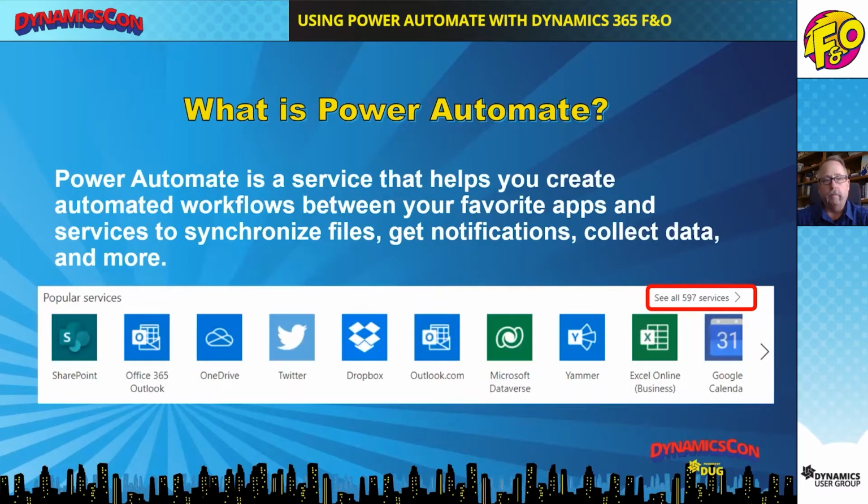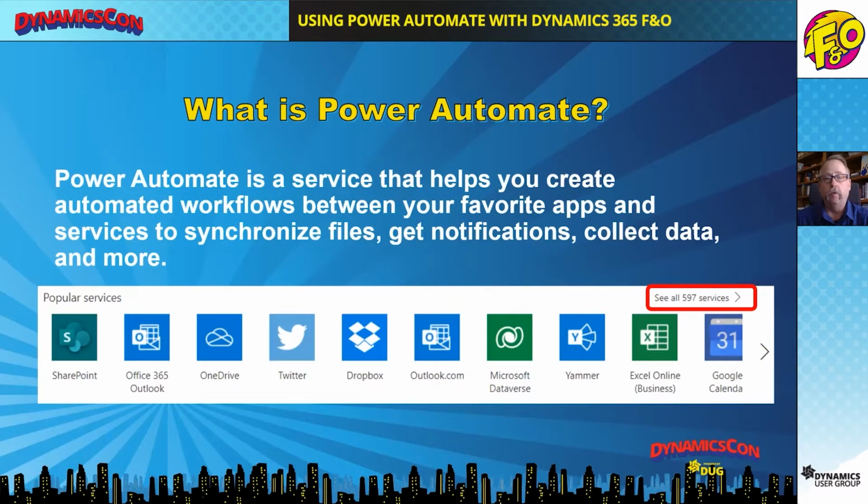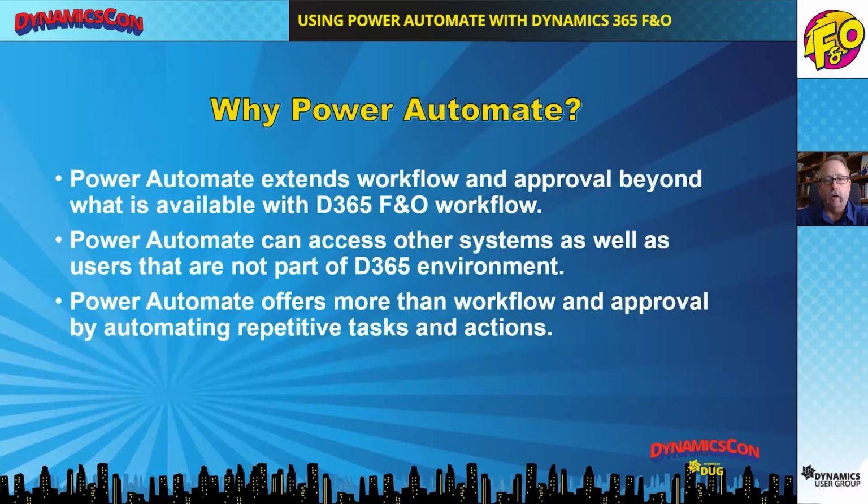So let me jump into, what is Power Automate? So Power Automate is part of the Power Platform. It goes along with Power Apps, Power BI, Power Virtual Agent, and then Power Automate. And it's a service that automates your workflow and really allows you to integrate between different applications. And as you can see there in my screenshot, it comes with over 597 services built in. So whether I want to connect to finance and operations, whether I want to connect to Dataverse, OneDrive, Excel, any of numerous systems, you're going to be able to use that with Power Automate.